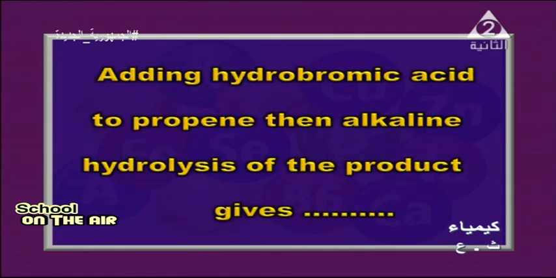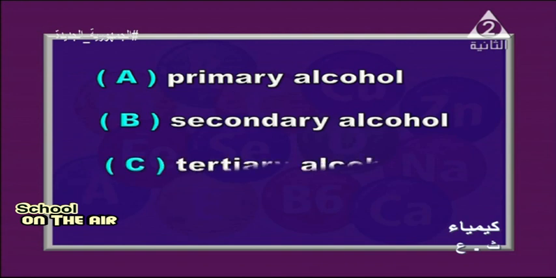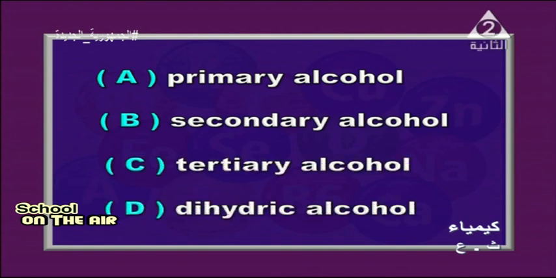Next one, adding hydrobromic acid to propene, then alkaline hydrolysis of the product gives what? Here, when adding hydrobromic acid to propene, we apply Markovnikov's rule. And then alkaline hydrolysis here will change the bromine to hydroxyl group. So, is it primary alcohol, secondary alcohol, or tertiary alcohol? If you write the equation, it will be secondary alcohol, as the carbon attached to the hydroxyl group contains one hydrogen atom.